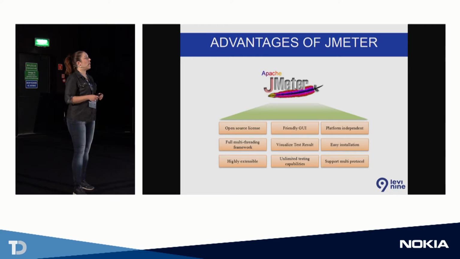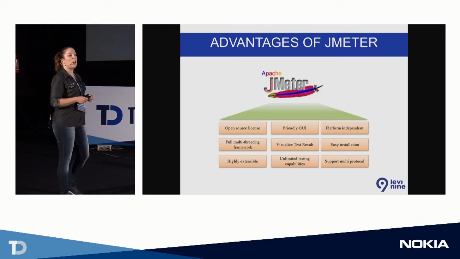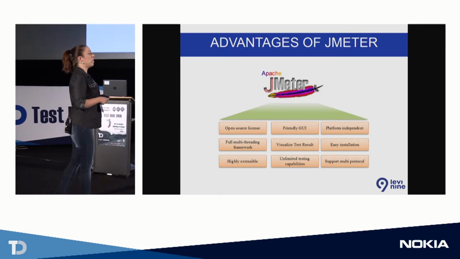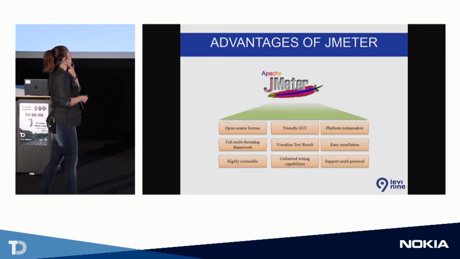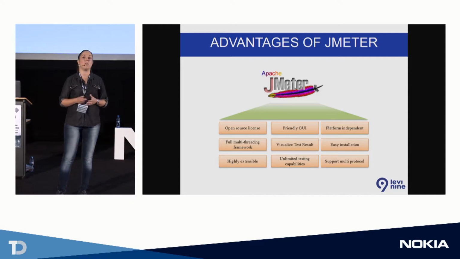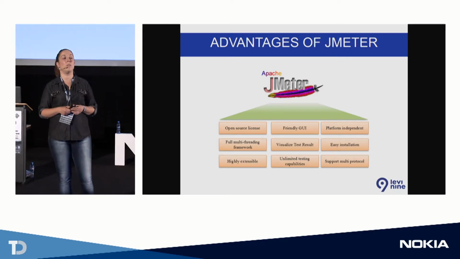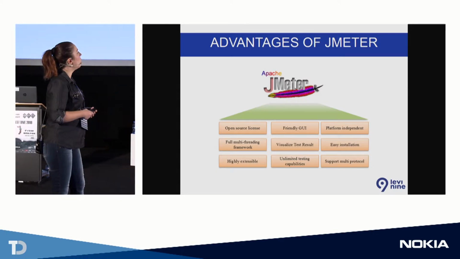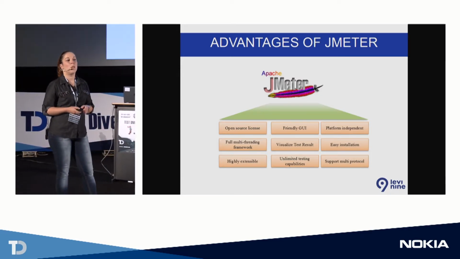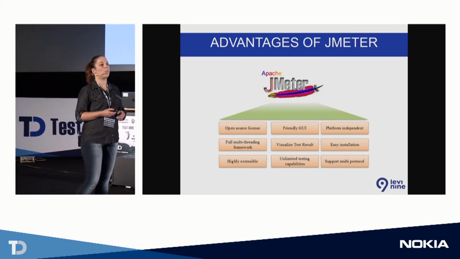Also, we have unlimited testing capabilities and it supports multiple protocols. I think it's very important for us because a lot of testers work with different protocols. It's not only HTTP and HTTPS, and this tool allows all that. But Locust allows only the HTTP protocol. That is a problem.